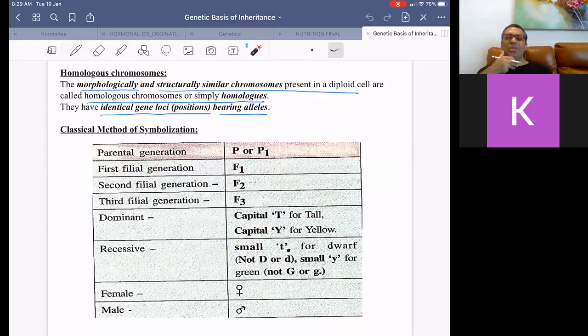Today's lecture was very simple. Next session, we go into a beautiful logic, the dihybrid cross. And then we will do the logic of trihybrid. That will be fun. Lots of mathematics involved there.